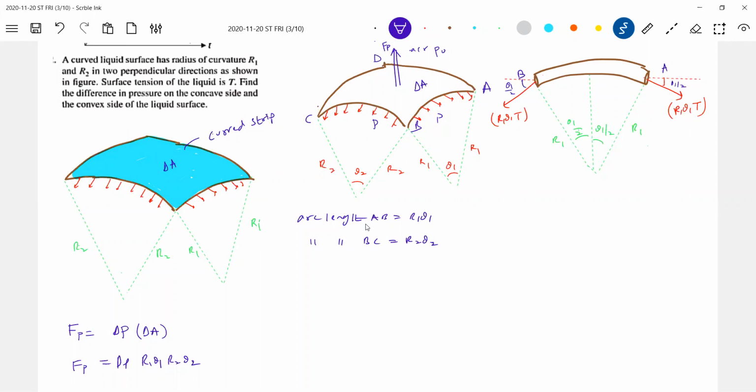Similarly, for the side BC, we will take the edge BC. For the edge BC, again the similar condition. Now what I am drawing are plane diagrams, to make you understand.